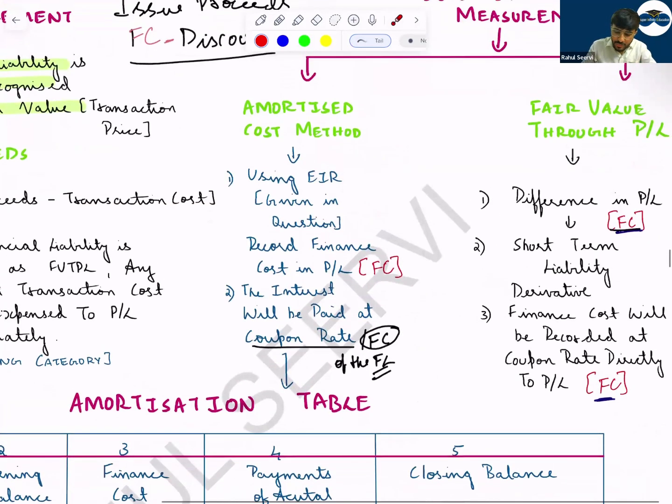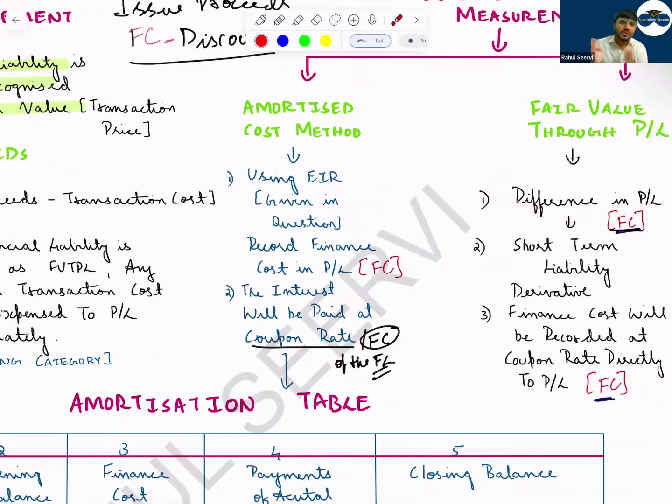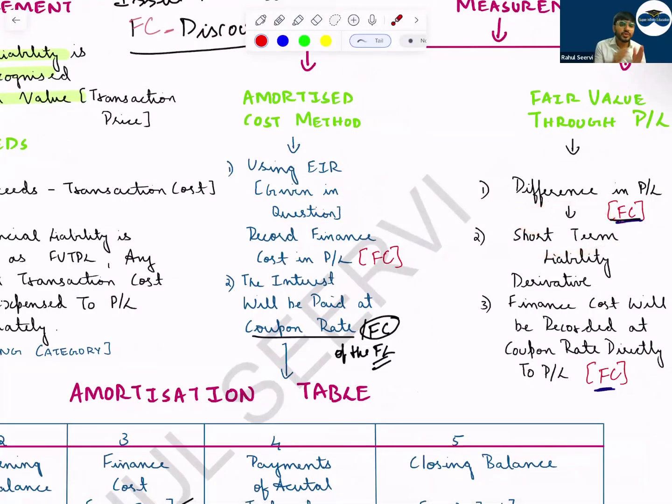liability. In fair value through P&L, sir, what we will do is, the difference between opening and closing fair value will directly be recorded to the financing category as an income or an expense, based on whether there is a gain or a loss. Then this fair value through P&L will apply to short-term liabilities like your derivatives, etc. Then the third point, finance cost will be recorded at coupon rate directly to P&L.